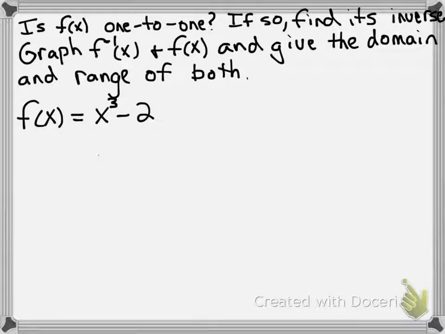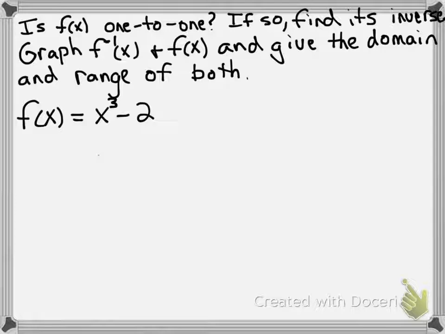So is f of x one to one? If so, find its inverse, graph f inverse and f of x, and give the domain and range of both. Okay, so the first thing we do is look at the function and see if it's one to one. Basically that means, does it pass the vertical line test and the horizontal line test?